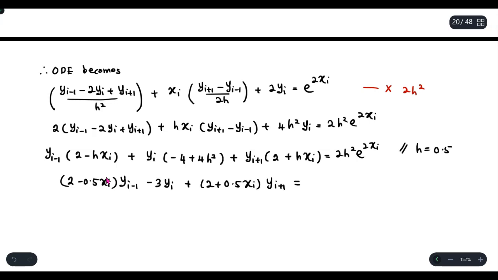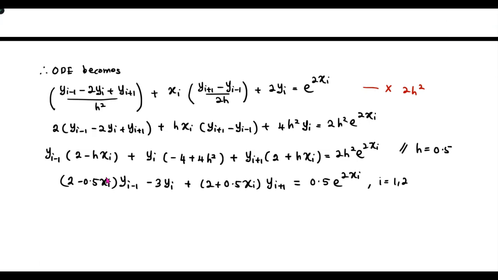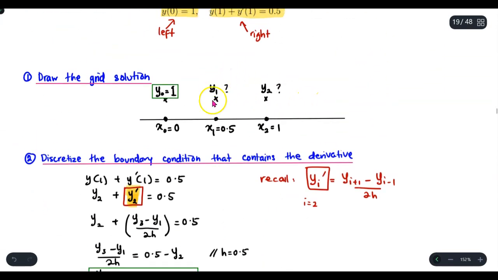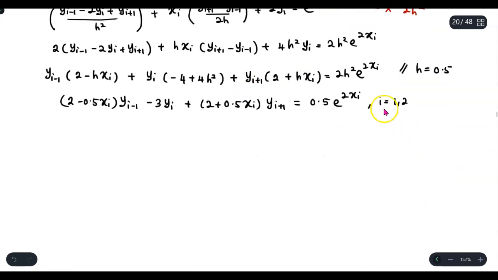At the right hand side you have 2 times 0.5 squared, that will give you 0.5 exponent of 2xi. Okay, and then our i here is 1 and 2. So i here basically depends on your unknowns. Back to your step number 1, you can see your unknowns are y1 and y2. Imagine this is your y sub i, so it means your i is 1 and 2.